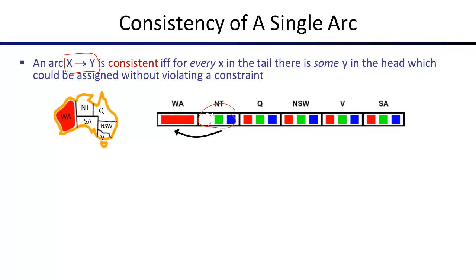All right. Next, let's say we look over here at the arc between Q and WA. Q and WA are not neighboring regions. There's really no constraint between them. Any value for Q is okay with the current coloring of WA.